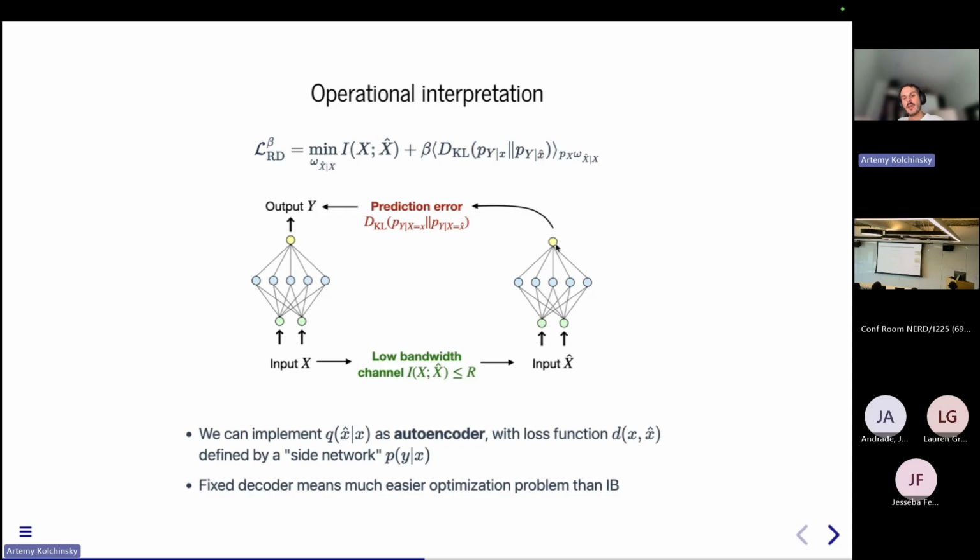And in this picture, we can also see what is meant by the fixed decoder. So here, this decoder is fixed. We're not going to be optimizing this as we're optimizing this. And so that's why it's a much easier problem than an information bottleneck. In an information bottleneck, we would also be basically optimizing this decoder to try to undo somehow the effect of the compression channel.